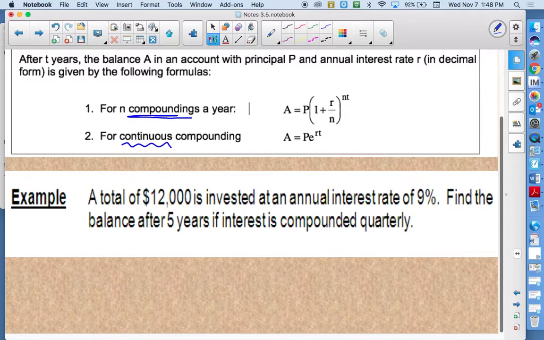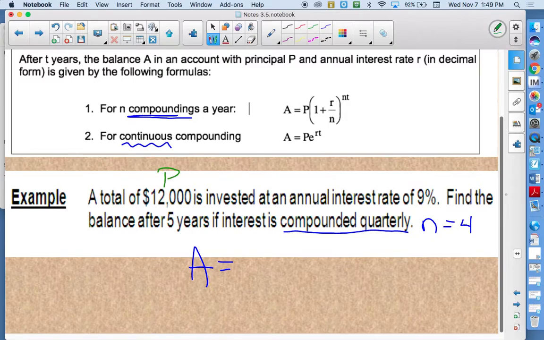Find the balance after 5 years if the interest is compounded quarterly. So that's the key word, because that determines whether you're using Formula 1 or Formula 2. So Libby, if it's compounded quarterly, how many times a year is it compounded? 4 times. Since she said 4 times, that means we have to apply the information into the first formula. So Libby, the $12,000 represents P.